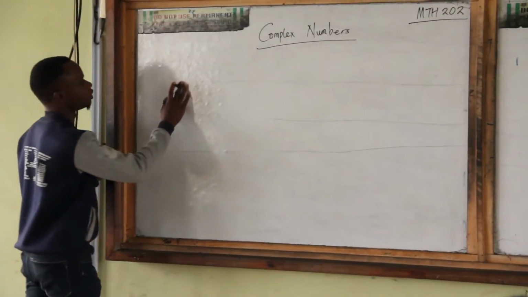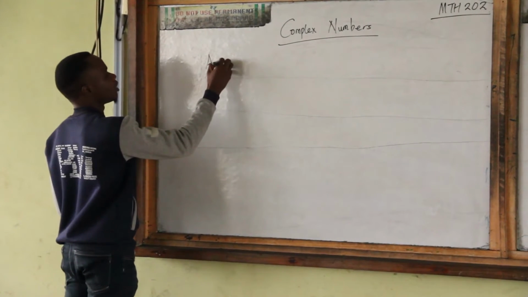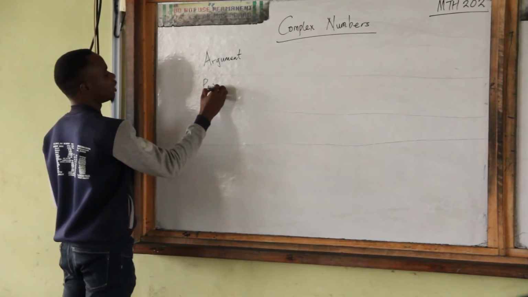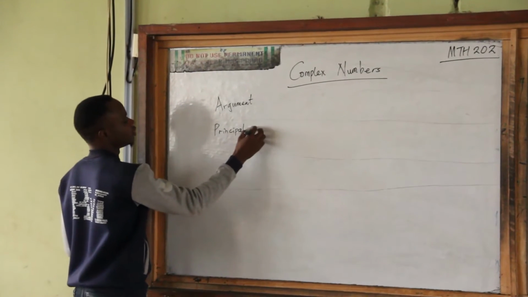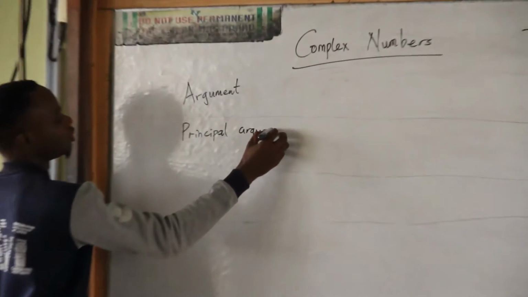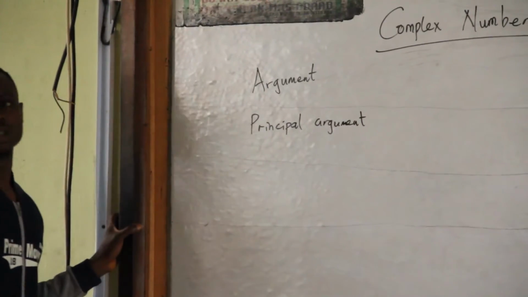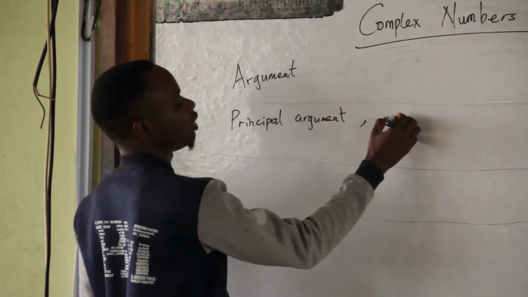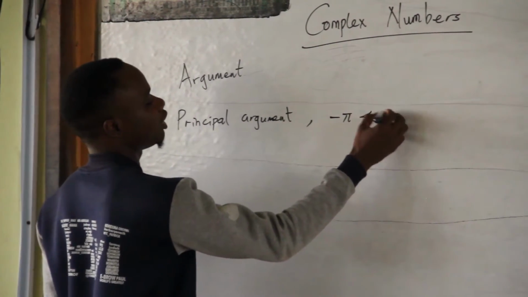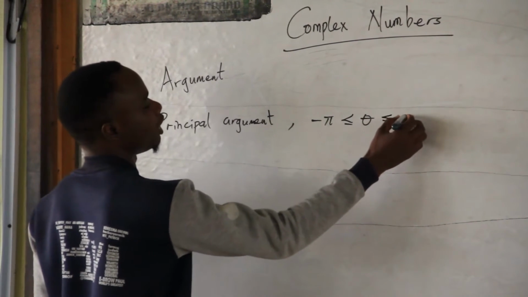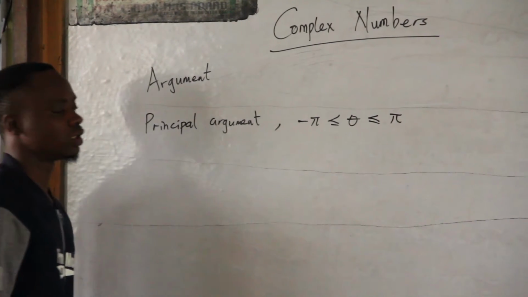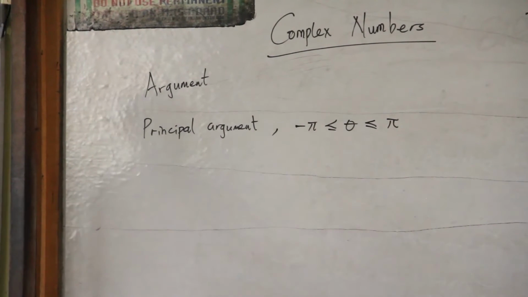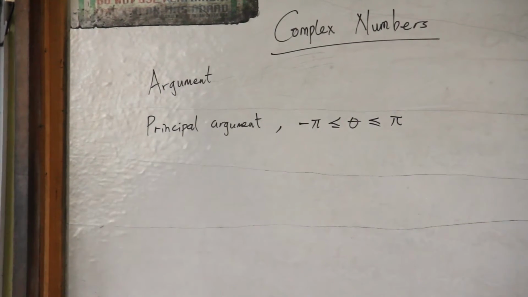Listen. About arguments of a complex number, we're talking about the general argument and the principal argument. The principal argument is usually an angle between minus pi and pi. That means the angle will go from minus 180 degrees to plus 180 degrees.